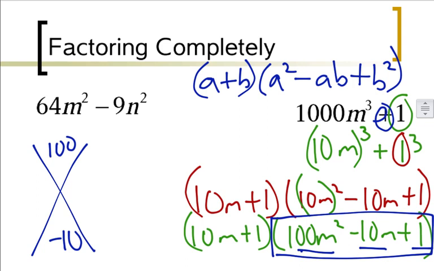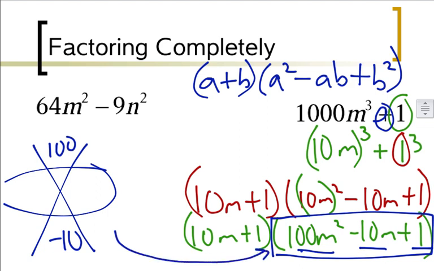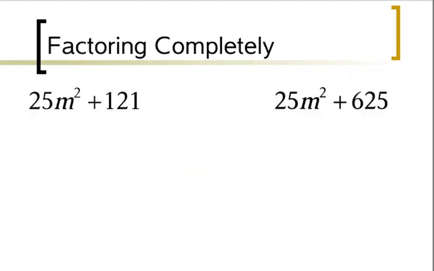So because there is nothing that multiplies to be 100 that also adds to be negative 10, there's nothing I get to do, nothing I have to do further. This is my final answer for this problem. It's factored completely. Okay. So now we look at some more problems that are about factoring completely.